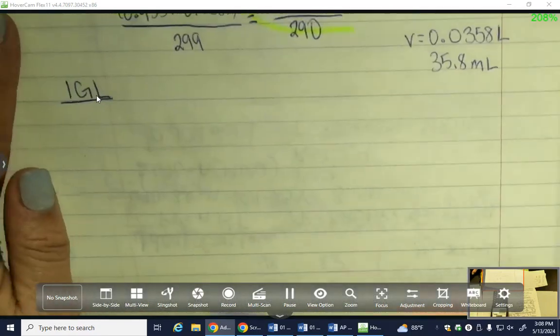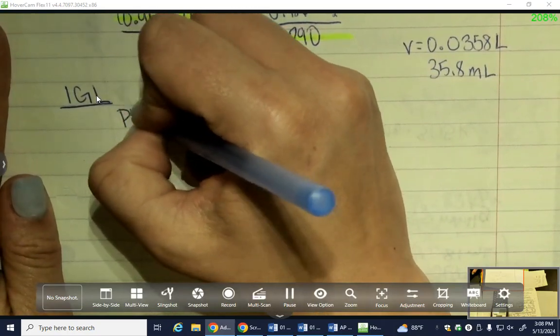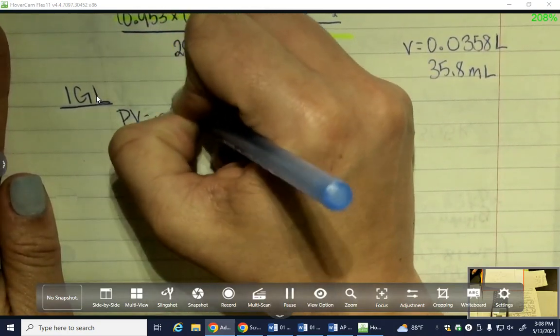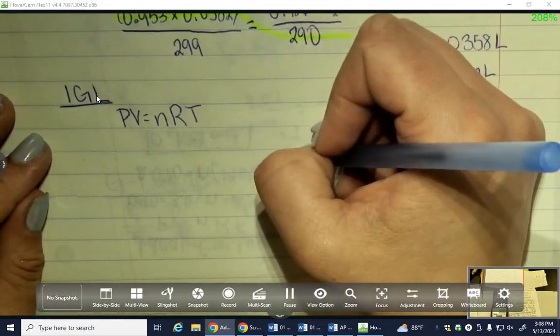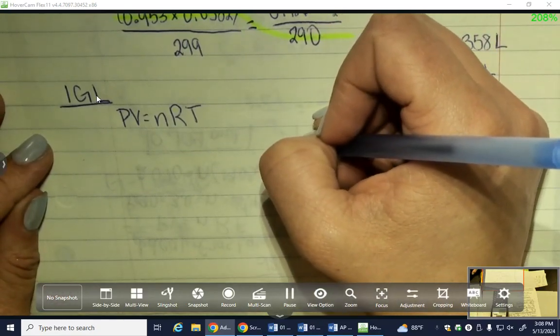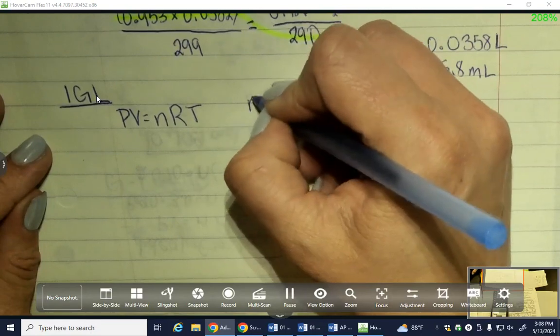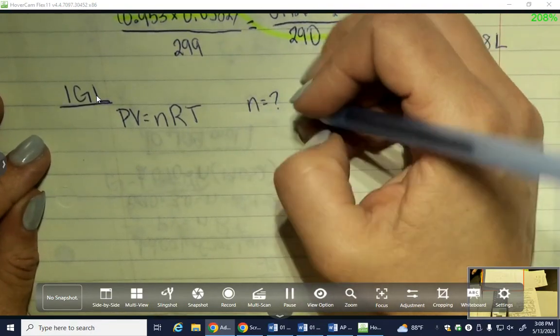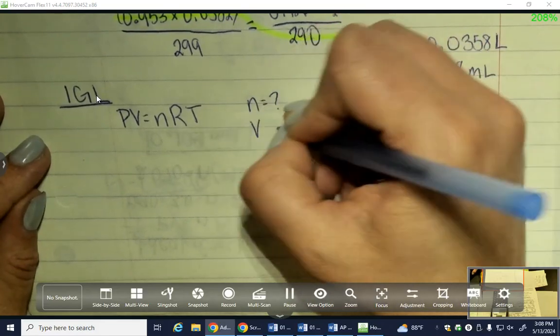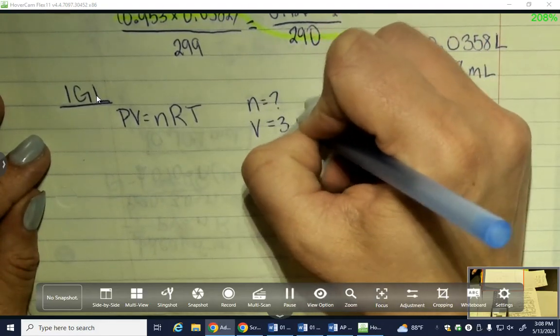So if you notice, we aren't repeating any units. We're just basically having one of every single thing. So ideal gas law is PV equals nRT. All right. So when we list out what the different givens were for that problem, it said how many moles, so n is going to be a question mark, of oxygen will occupy a volume of 3 liters. So volume is going to be 3 liters.